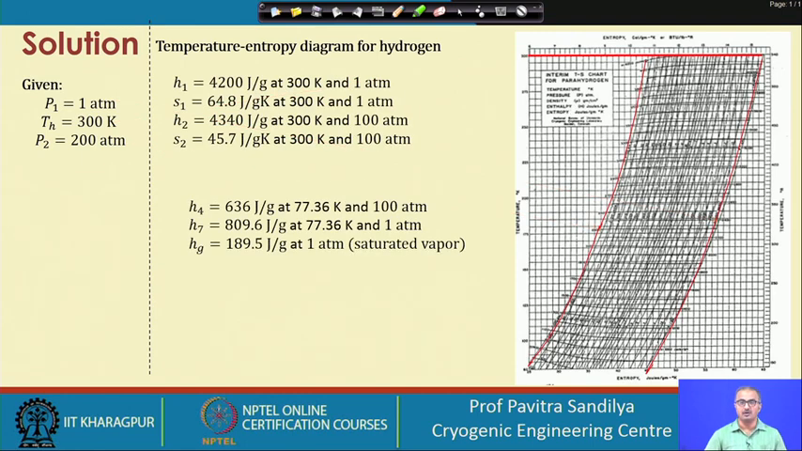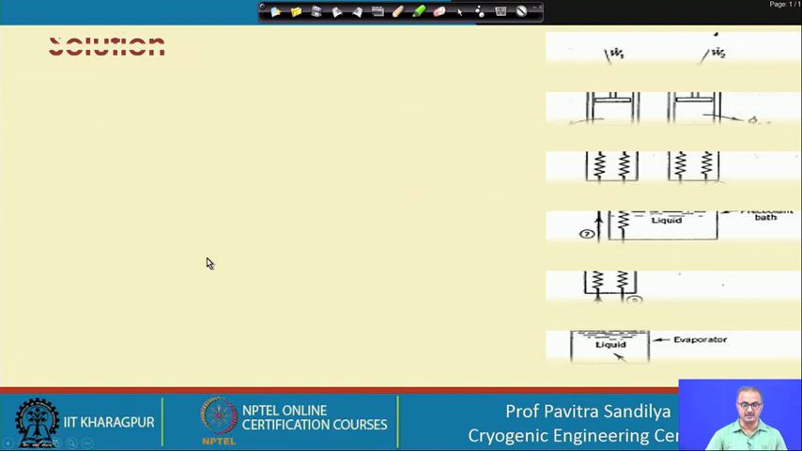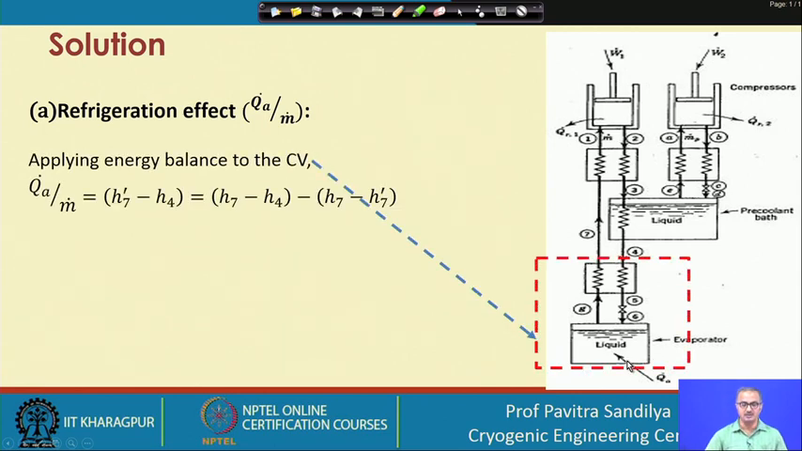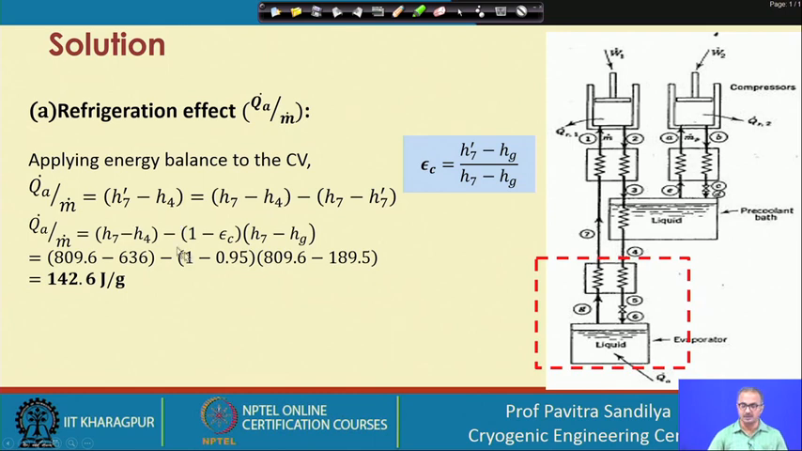So we locate all the values of the pressure and temperature, and we get these values of the enthalpies and entropies. Now going for the refrigeration effect. So here we have the refrigeration effect. This Q_A is the expression, and this h_s7 prime represents the actual enthalpy due to the ineffectiveness of the heat exchanger.